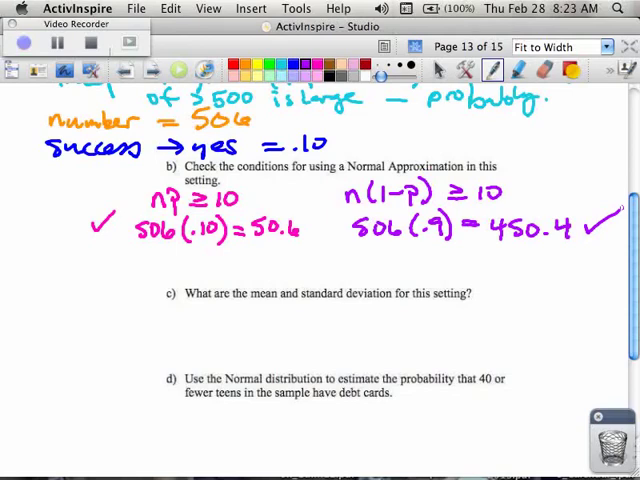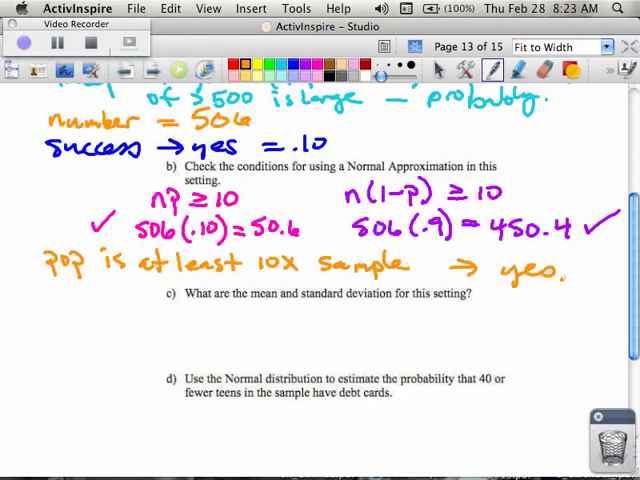And is the population at least 10 times the sample? Because we're talking about teens, there's probably going to be more than 5060 teens. So the answer then is yes. We can assume it's an approximately normal distribution.